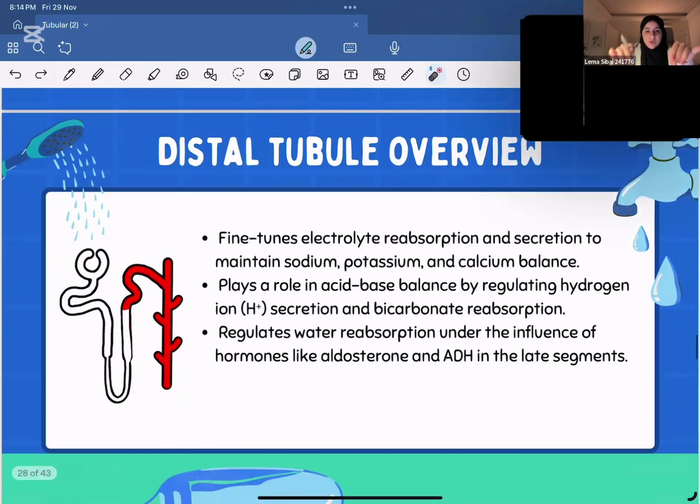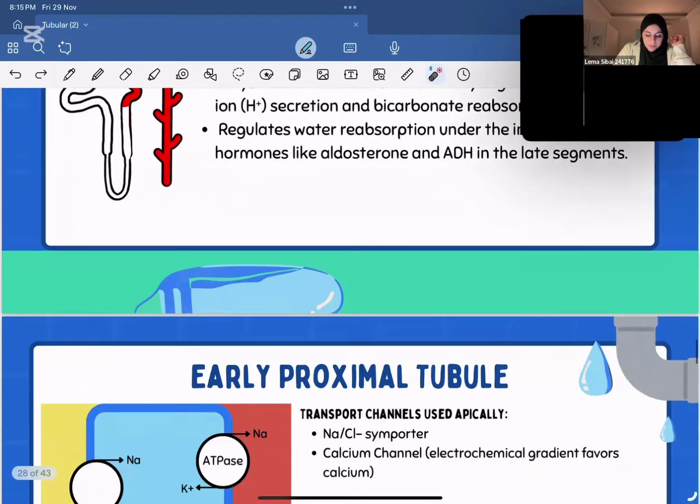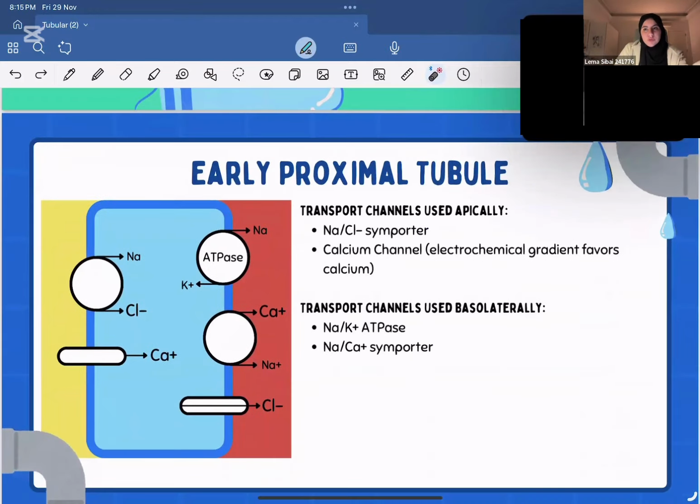But it also regulates water reabsorption. Now, water reabsorption regulation is the key word over here, mostly because the proximal tubule wasn't regulated. It just absorbed as much water as possible, which was 60 to 70%. But the difference is that the distal tubule is regulated by hormones and different other aspects, but mostly hormonal. Like it's mostly water reabsorption by hormones.